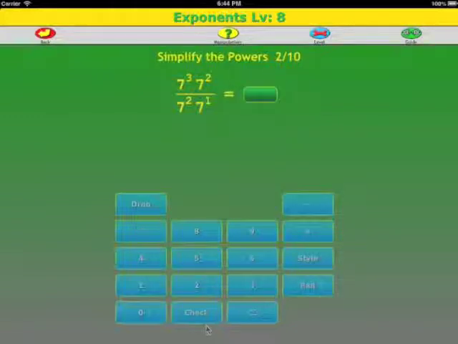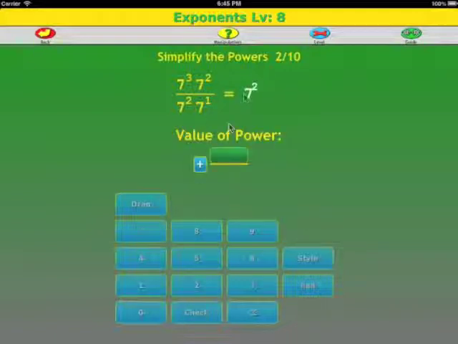Let's do one more example. Our base is 7. We have 3 plus 2 on the numerator. We have 2 plus 1 in the denominator. This is 5 minus 3, that's 2. It's positive, so our answer is positive. The exponent is positive, so that goes into the numerator. 7 squared is 49. And there's no negative exponent, so our denominator is just 1.